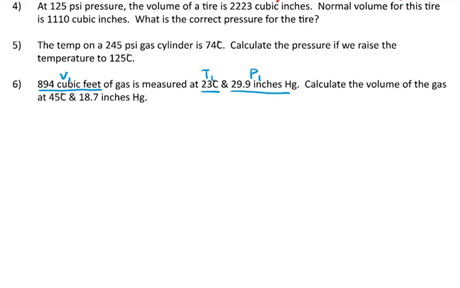Calculate the volume of the gas. So they're looking for V2. I don't know that one yet. Calculate the volume of the gas at 45 Celsius. There's T2. And 18.7 inches of mercury. That's P2. And again, don't get wrapped up in understanding inches of mercury.